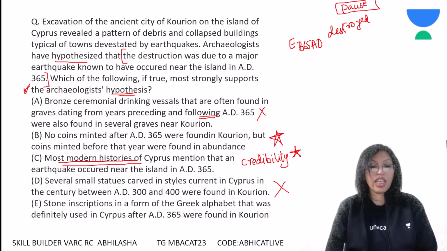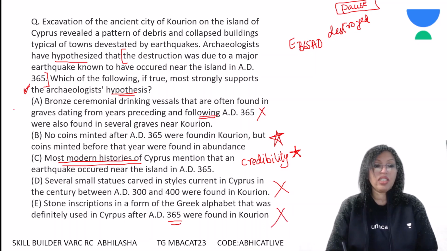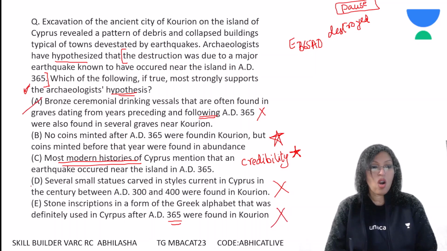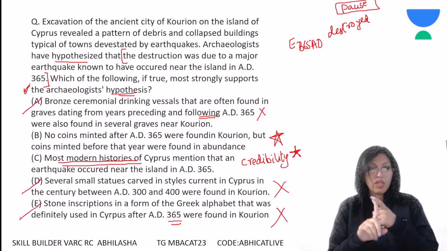Inscriptions in the form of a Greek alphabet that was definitely used in Cyprus after 365 were found in Korean. So I will eliminate. I have eliminated three options, option A, option D and option E. And I am left with two options, option B and option C.